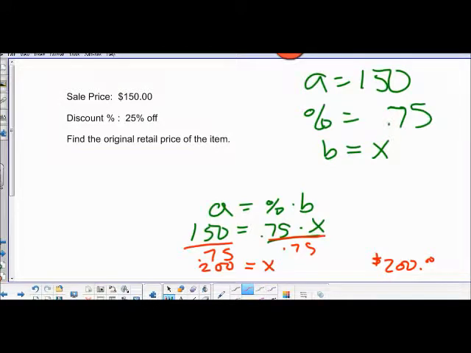All right, so we see that the 25% off, I'm going to use 75%. Again, 100 minus 25, 75%. The new amount, 150, is 75% of the original. Divide by 0.75, I'm going to get 200. It's $200 was the original retail price.